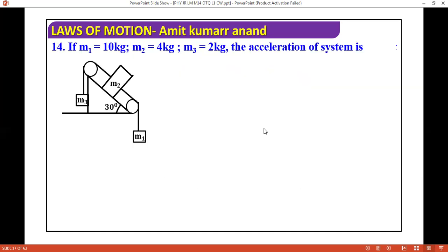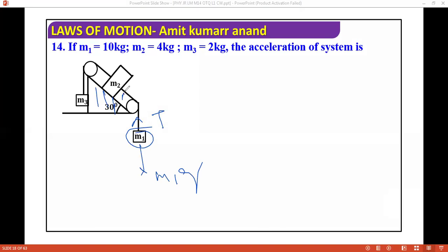This question is very important. Learn how to solve this question. M1 is 10 kg, M2 is 4 kg, M3 is 2 kg. The acceleration of the system is... So basically, if you focus on the system, M1 is here, on this side M1 into g, and on this side tension. This is a completely smooth block, no issue in it.